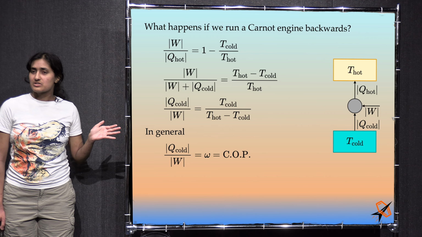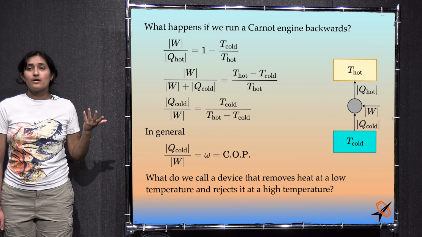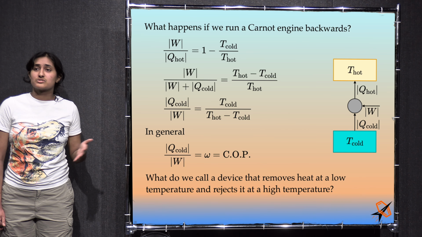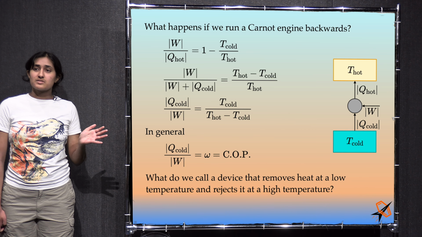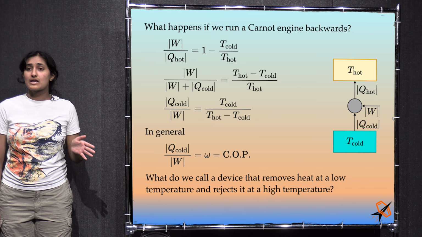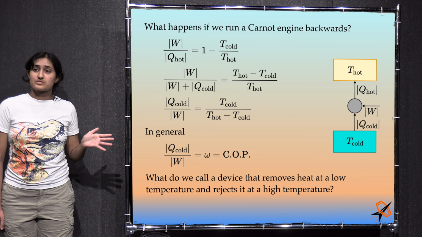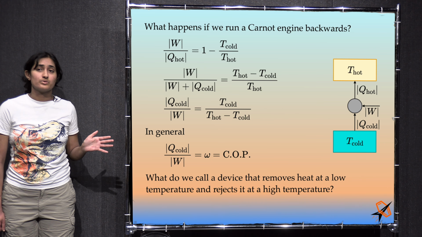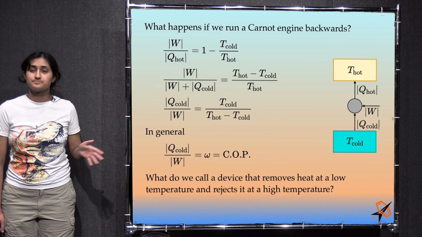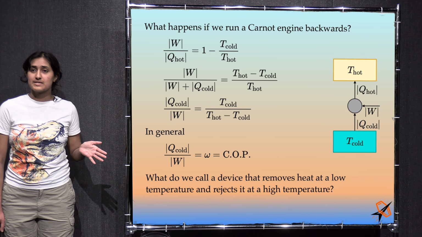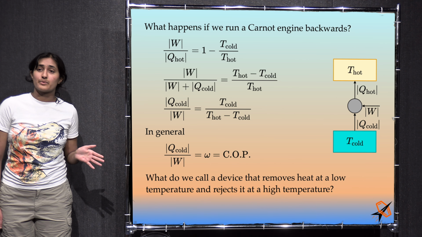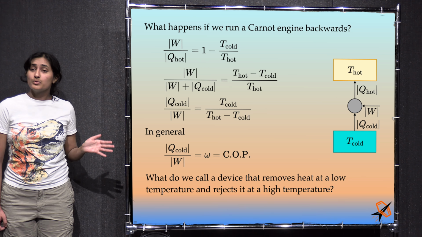What in the world is a coefficient of performance? Well, what do we call a device that removes heat at low temperatures and rejects it at a high temperature? Most of the time we refer to that as a refrigerator. Occasionally we refer to it as a heat pump. So the coefficient of performance is what we want, which for a refrigerator is the cooling to keep our food cold divided by what we have to pay for, which is our work. So this coefficient of performance is a measure of the minimum amount of work that we have to put in order to get a certain amount of cooling in our refrigerator.